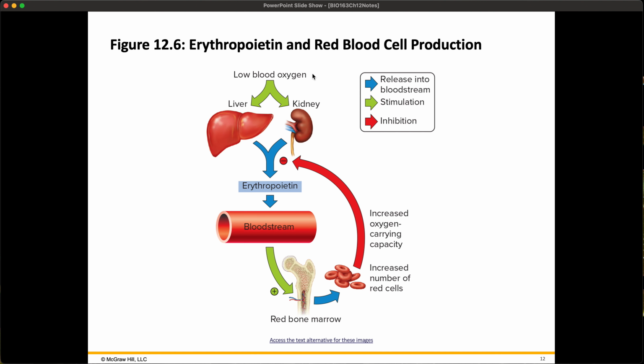Here's a little graph showing how that erythropoietin negative feedback cycle works. Low blood oxygen is detected by the liver and kidneys. They secrete erythropoietin into the bloodstream, which is transported to the bone marrow. That erythropoietin is going to cause an increased number of red blood cells. It'll use that hormone and some other nutrients from the blood to increase the number of cells, increasing the oxygen carrying capacity, and that has a negative feedback loop on erythropoietin production.